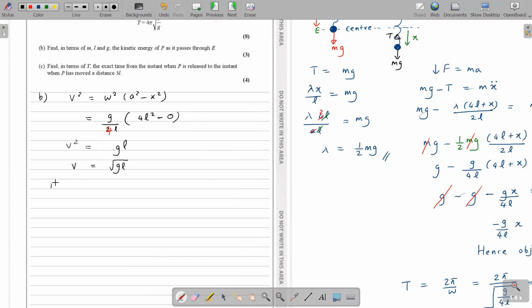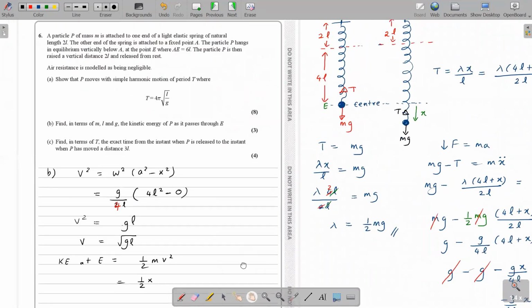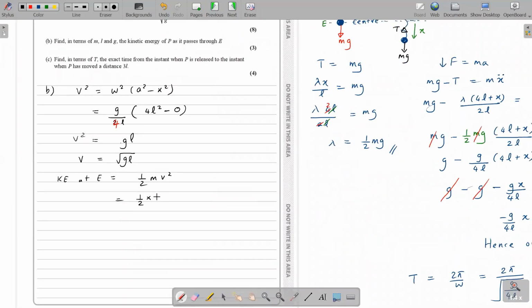So getting the kinetic energy at E, half m v squared. What's the mass? Mass is m. Velocity is root gl, so root gl squared. So half m g l is the kinetic energy at E.